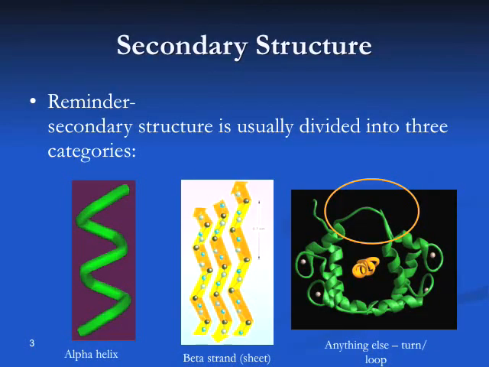Secondary structure, quick reminder, is usually divided into mostly two, sometimes three categories. We have the alpha helix, we have the beta strand or the beta sheet, and anything else that's out there is a turn or a loop. So those are the secondary structures.